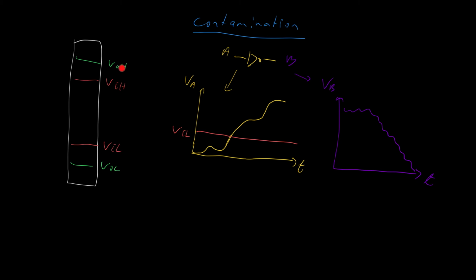If it's lower than V output high, it's invalid. And if it's above V output low, it's invalid. Within this region here, it'll be invalid. So therefore, we draw on our diagram V output high, and this is the point at which the output has become invalid.